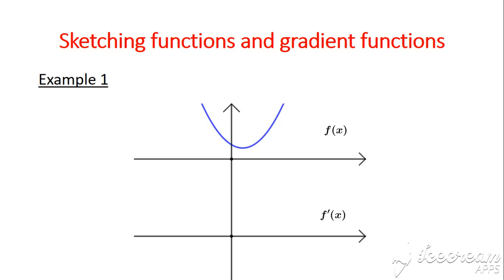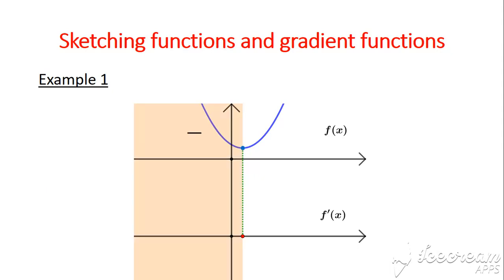So how do we draw a linear function below? Here's what we do. We take this point, which is a minimum turning point. It's got a gradient of 0. And we drop that down to the x-axis below, because that's going to be on the x-axis, which represents a 0 gradient.